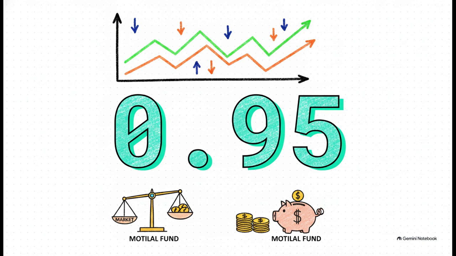Next, let's check out beta. A beta of 1 means a fund moves exactly in sync with the market. Motilal's beta hovers right around 0.95. This is actually pretty fascinating because it means that despite its high internal volatility and all those concentrated bets, the fund as a whole moves just slightly less drastically than the broader market benchmark.